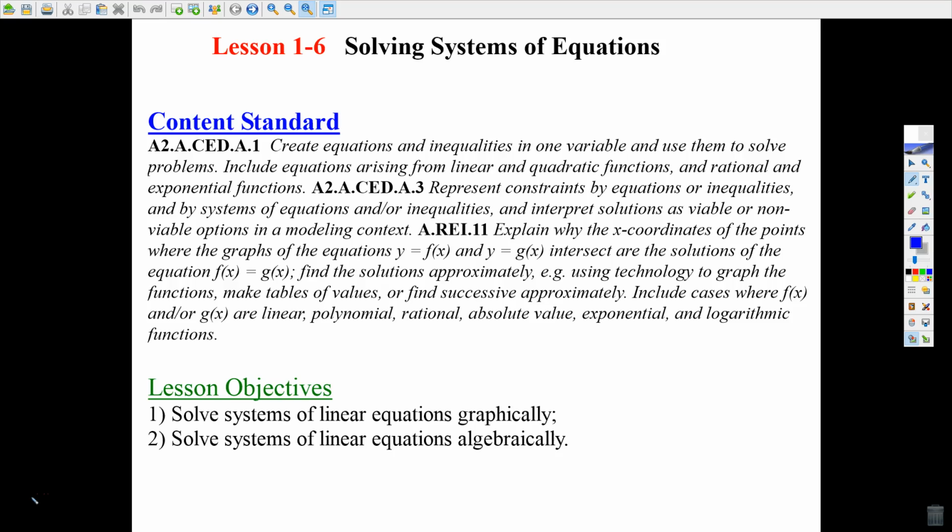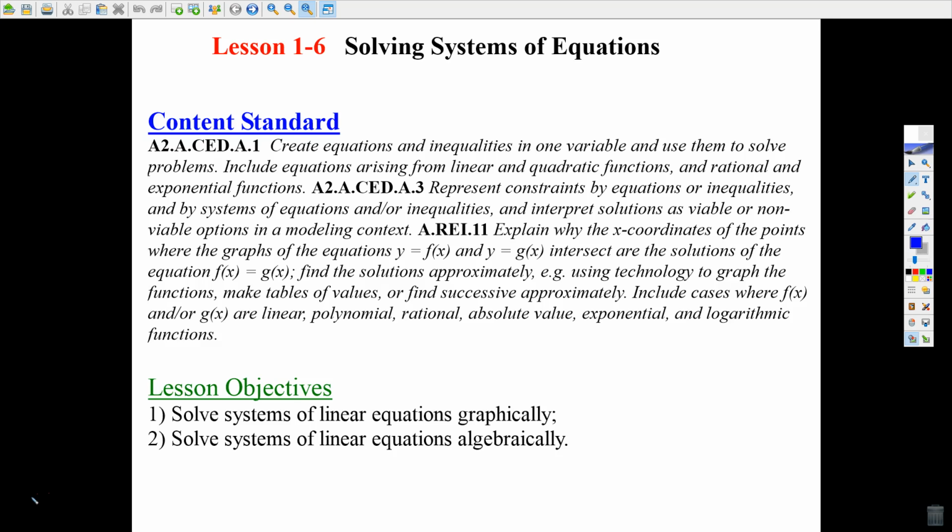All right, we're at lesson 1.6, and the topic today is solving systems of equations. Today we're going to be dealing with systems of two equations. Really close to now, not too far away, we're going to be dealing with systems in three equations. That's something that you haven't dealt with before. But first we need to make sure we're good with the two equations and two variables.